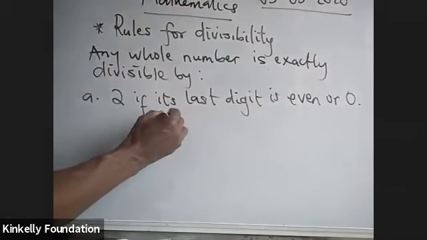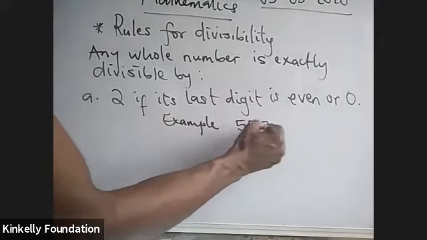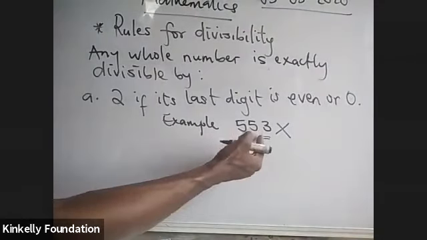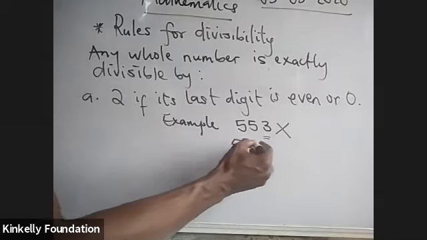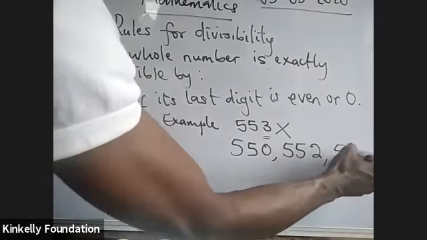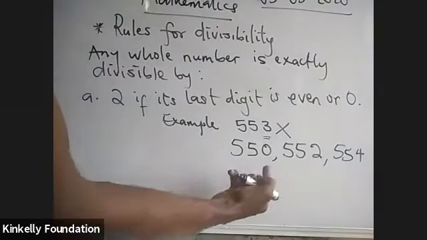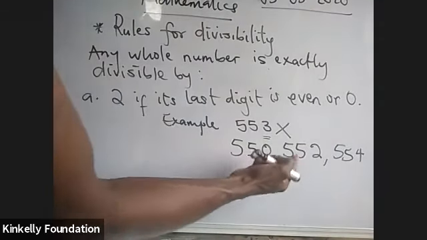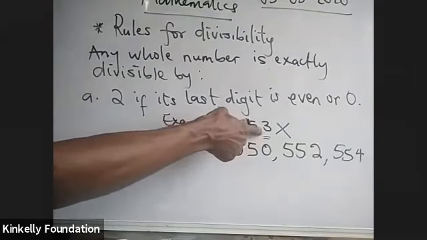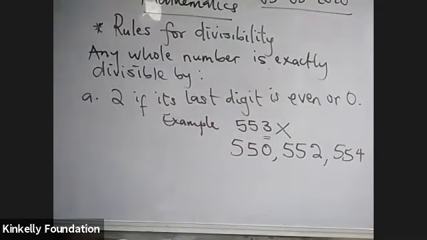What do we mean by that? Example, look at this set of numbers, 553. It's not divisible by 2 because this one is not even. Now 550, 552, 554: all these are divisible by 2 because the last digit is 0 or they are even numbers. 553 is not divisible by 2 because the last digit is not 0 and is not an even number. 3 is not an even number.